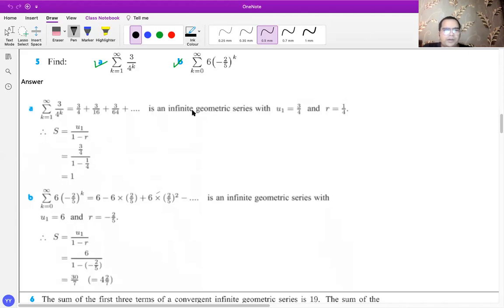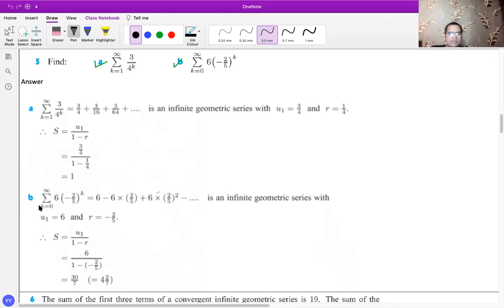When you're finding the sum to infinity, first you just write down the first few terms. See here, this infinity itself is an indicator that you have to find the sum of infinite terms. So you plug in k as 1, k as 2, k as 3, and get the first few terms. Then you find u1. u1 is 3/4 and the ratio is 1/4. Plug in the formula. S infinity is u1 over 1 minus r, and you get the value of the sum.